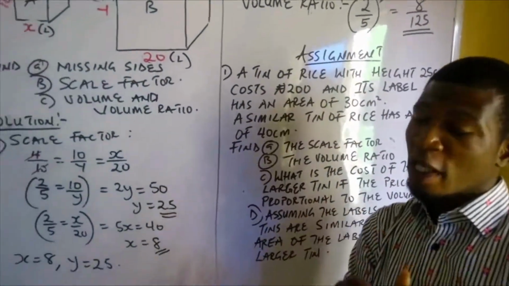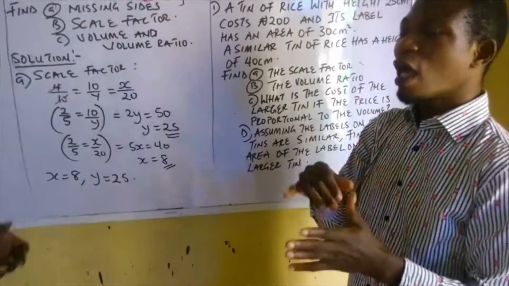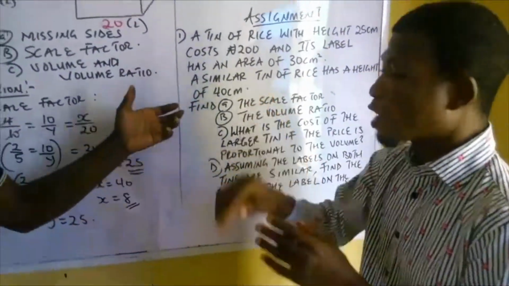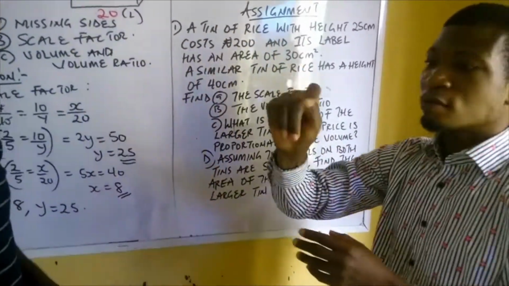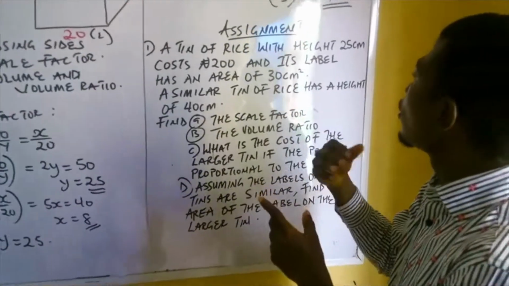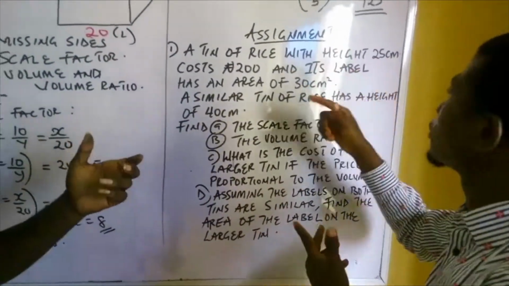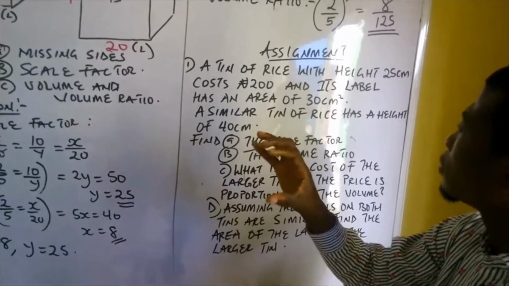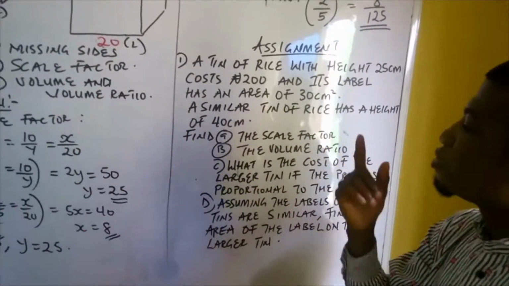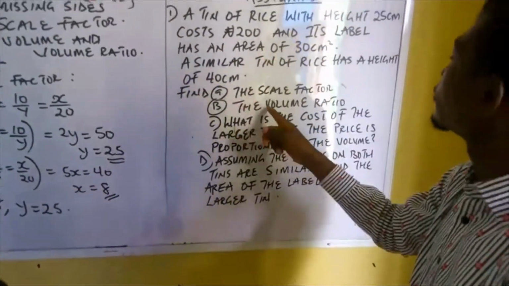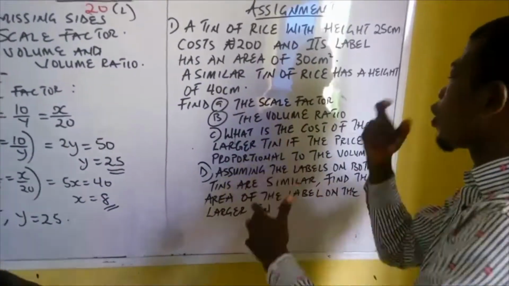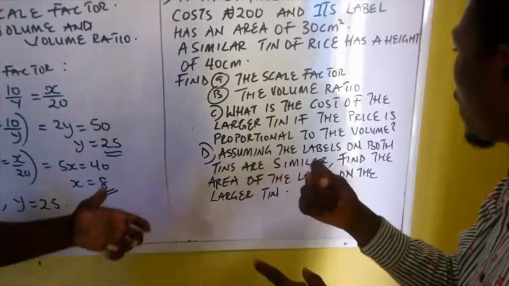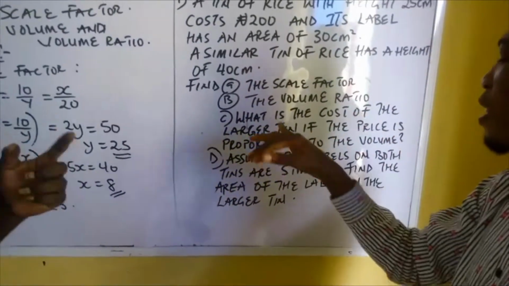With this little explanation, I decided to push you a little above what I've just explained, using a different shape. This is a tin of rice with a height of 25 centimeters, costing 200 naira, and labeled with an area of 20 centimeters squared. A similar tin of rice has a height of 40 centimeters. Find A, the scale factor; B, the volume ratio; C, the cost of the larger tin if the price is proportional to the volume; D, assuming the labels on both tins are similar, the area of the label on the larger tin.